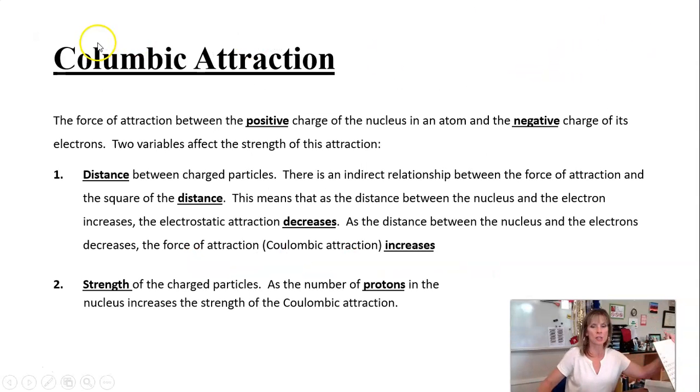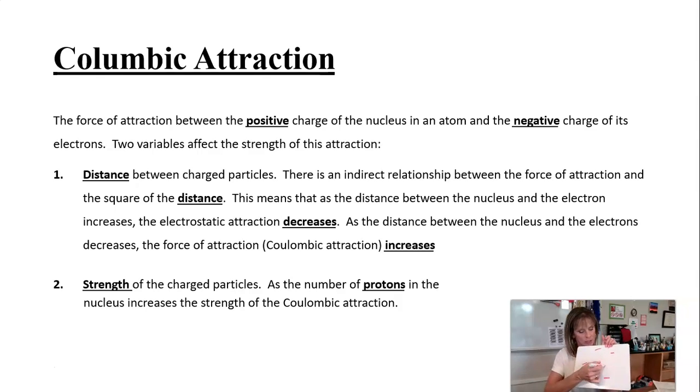Okay, Coulombic attraction is the force of attraction between the positive charge of the nucleus of an atom and the negative charge of its electrons. Okay, so it's the attractive force between the positive nucleus and negative electrons. Two things affect Coulombic attraction. Thing number one is distance between the negatives and the positives.